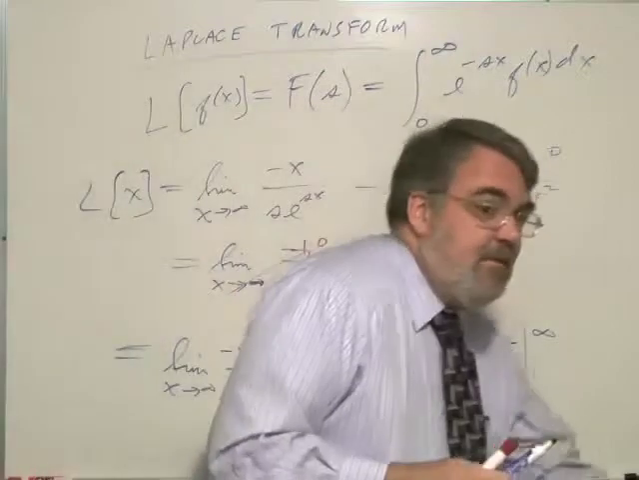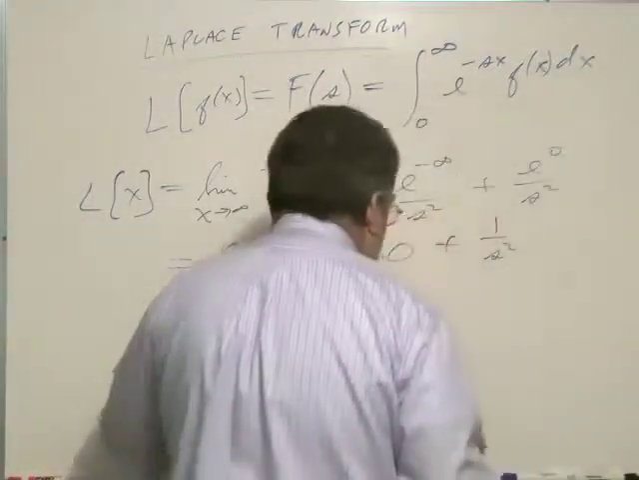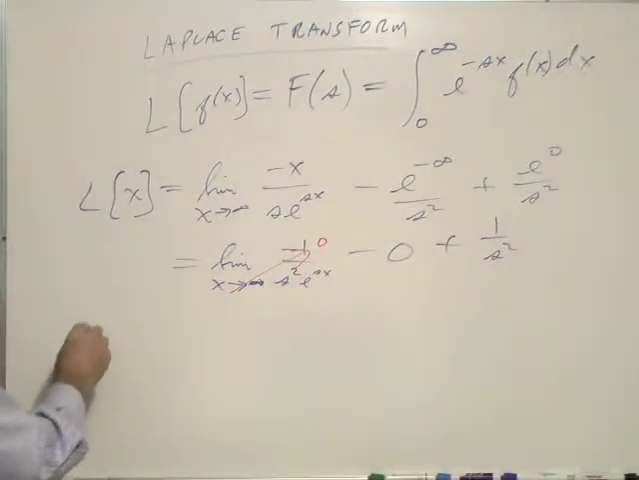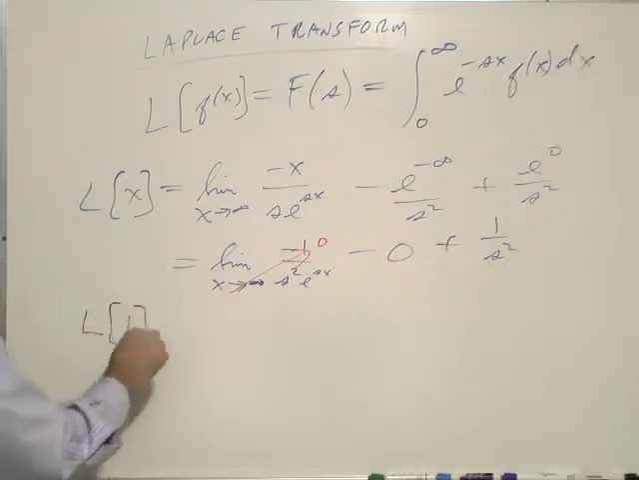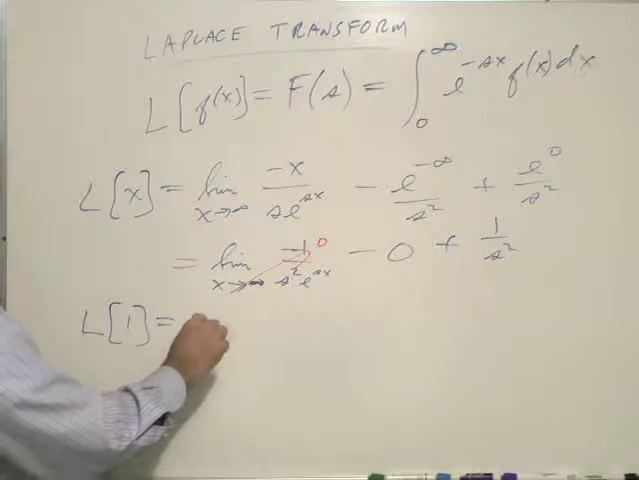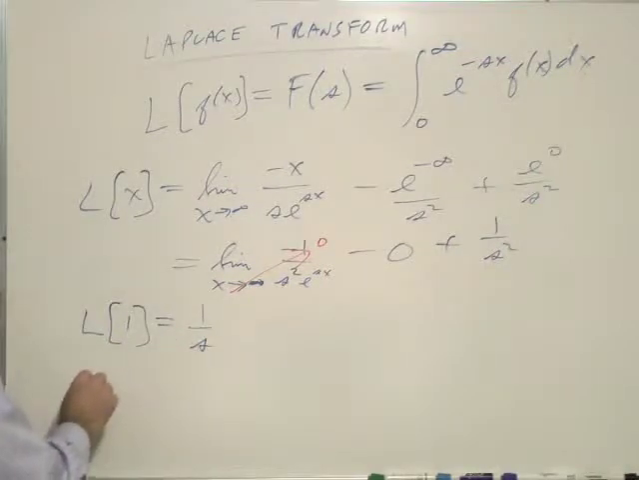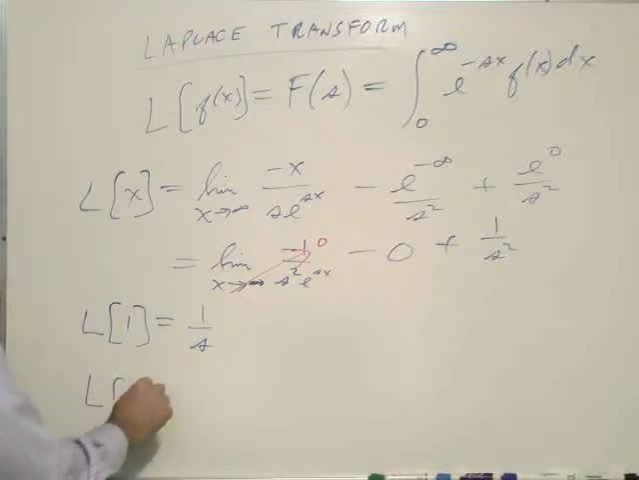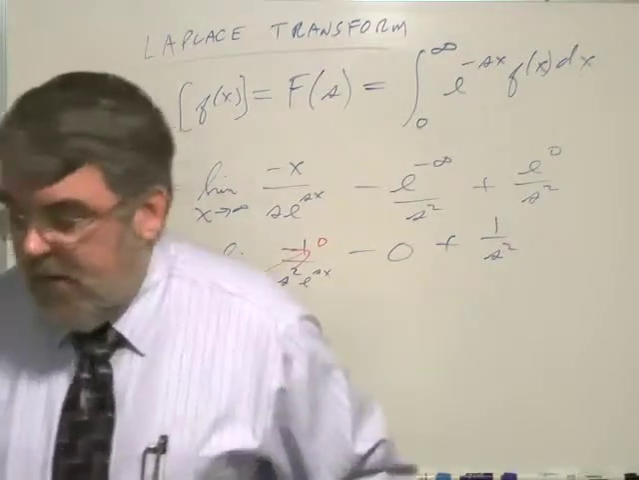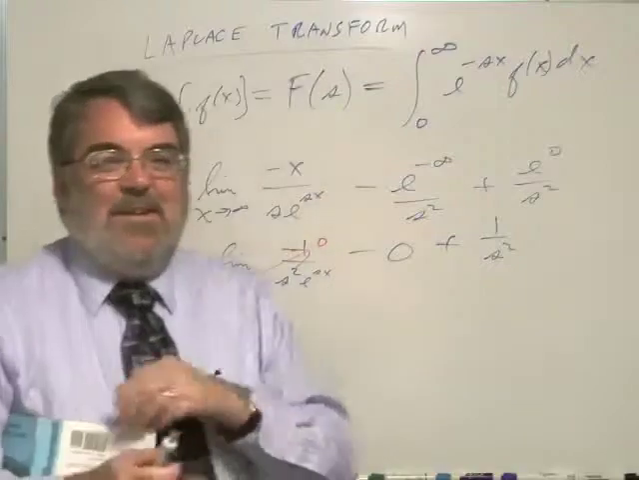So now we have two Laplace transform formulas. First of all, we figured out that the Laplace transform of 1 was equal to, what was it? I think it was s, wasn't it? No, it was 1 over s. Now I'm doing it from memory. The Laplace transform of x is equal to 1 over s squared. All right, well, let's not do any more of those.